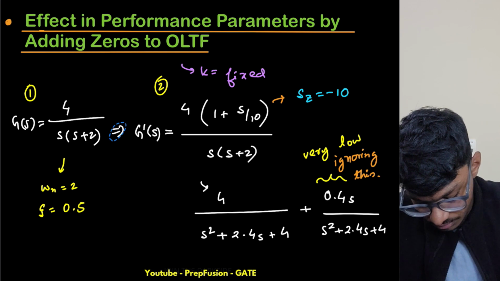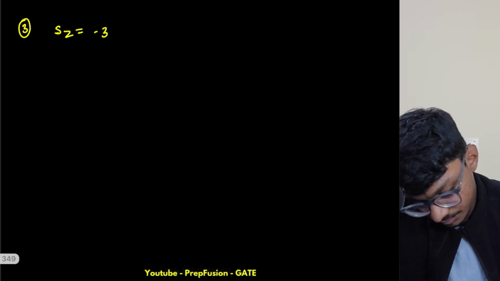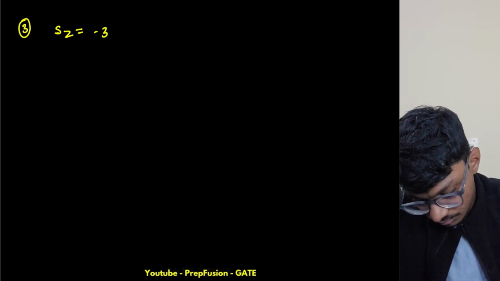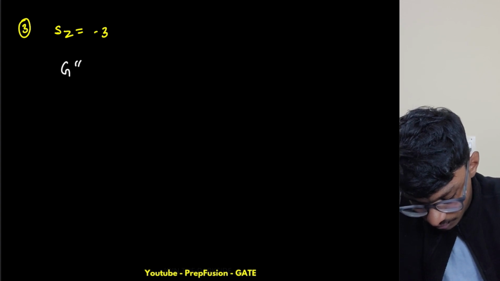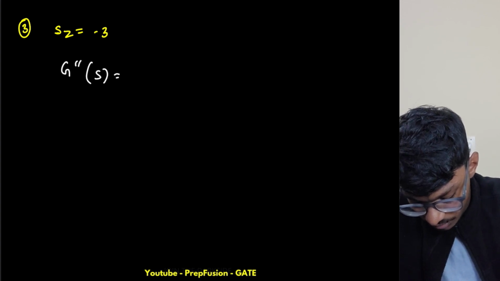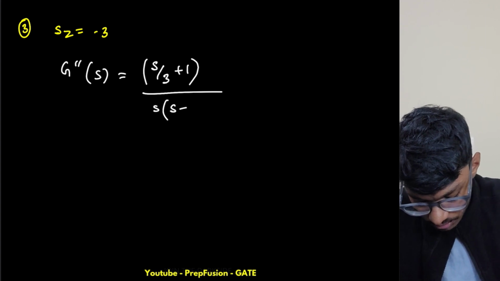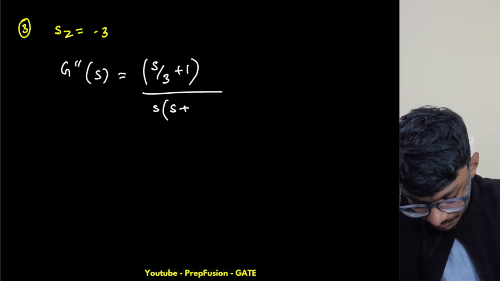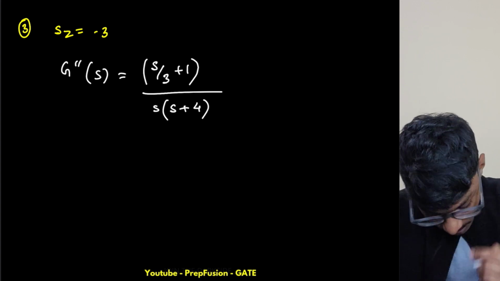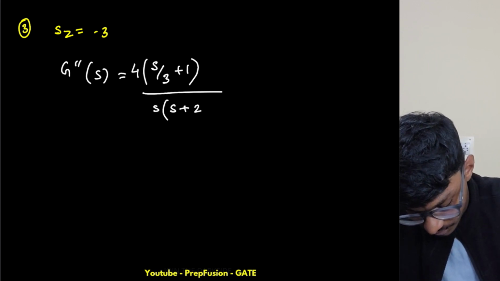G dash of s. So now my g double dash of s, what will it become? It is s by 3 plus 1 divided by s into s plus 4. So this is s plus 2. And we have also a 4 here.